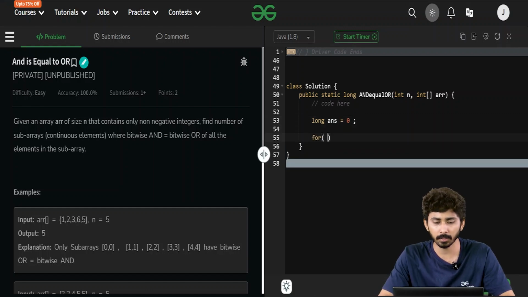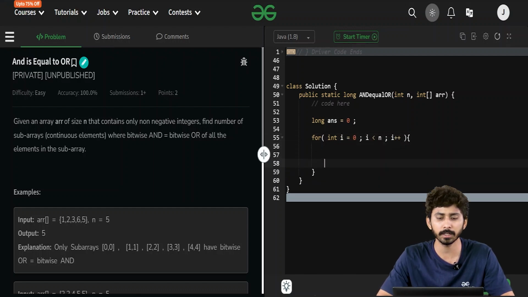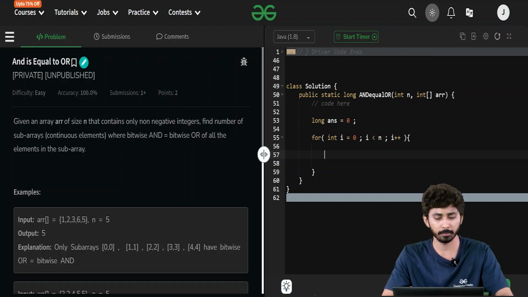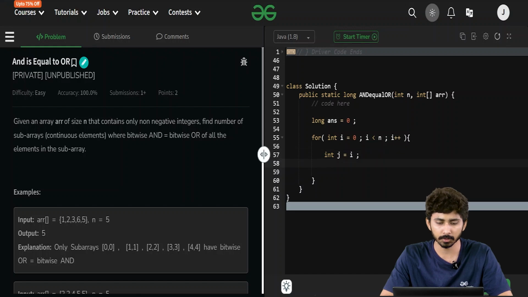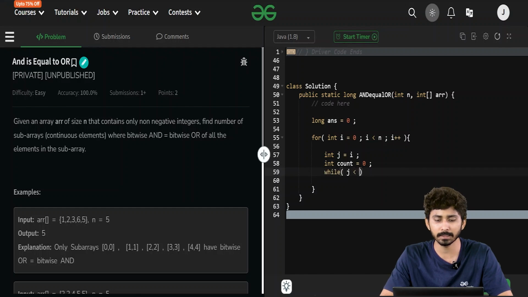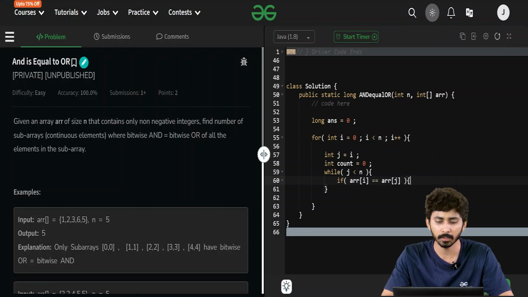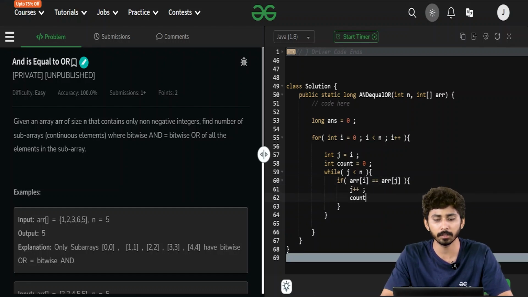Now I'll start an iteration from index 0, i less than n, i plus plus. This indicates the set of identical elements. i indicates the starting position of identical elements. I'll take one more pointer, that is j, and I will use a count variable, which I'll keep as 0 initially. Now I'll say while j is less than n, it should be inside the range. And if array of i is equivalent to array of j, then I'll increment the value of j and I'll increment the count as well.